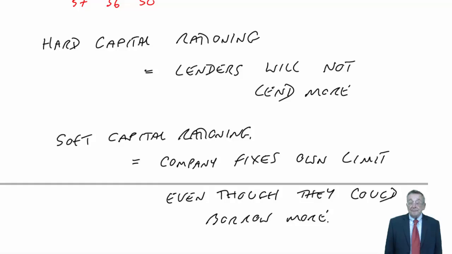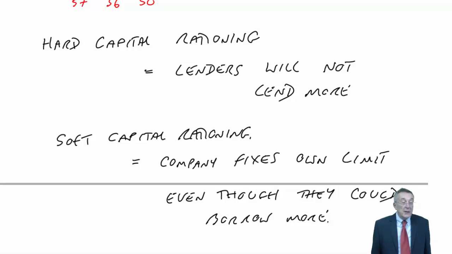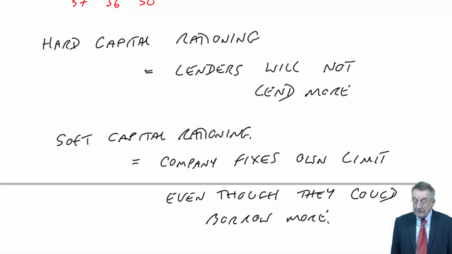So, I hope that makes sense there. It doesn't affect the numbers at all. Doesn't matter why we're limited in this question to 1,600. The decisions are the same. But just be aware there are two different reasons why the limit might exist.